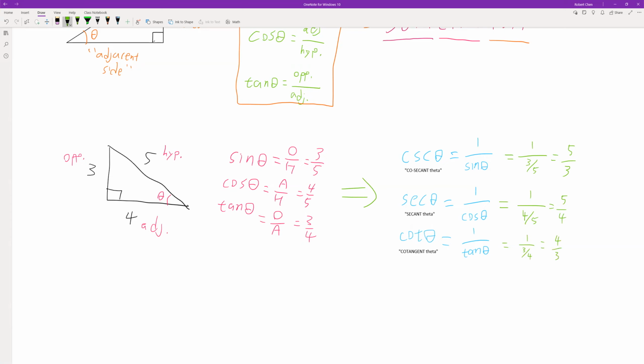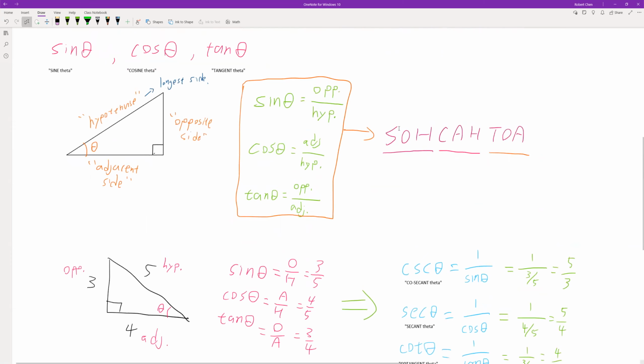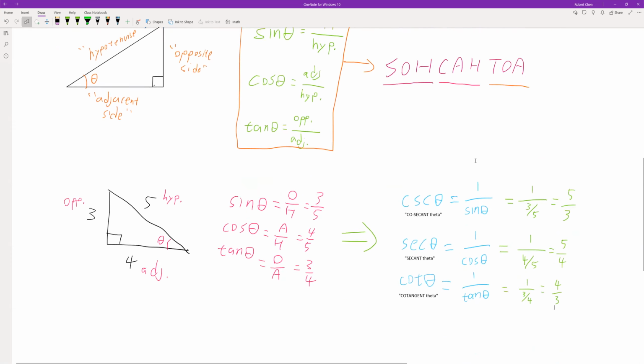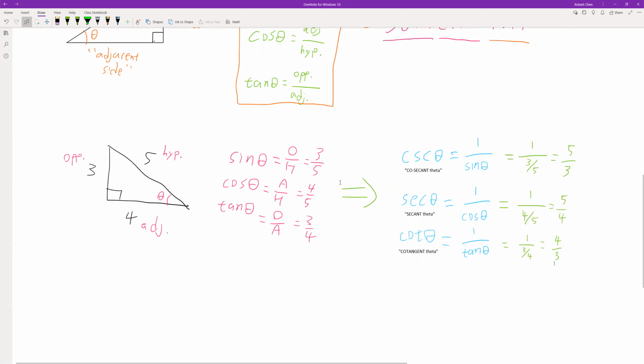Okay, so very easy. Once you understand sine, cosine, and tangent, namely SOHCAHTOA, how to find sine, cosine, and tangent, we just need to take the reciprocal of sine, cosine, and tangent to get cosecant, secant, and cotangent, right? And sometimes it might take people a while to understand which one is which. So here I'm going to give you guys a shortcut to help you understand.